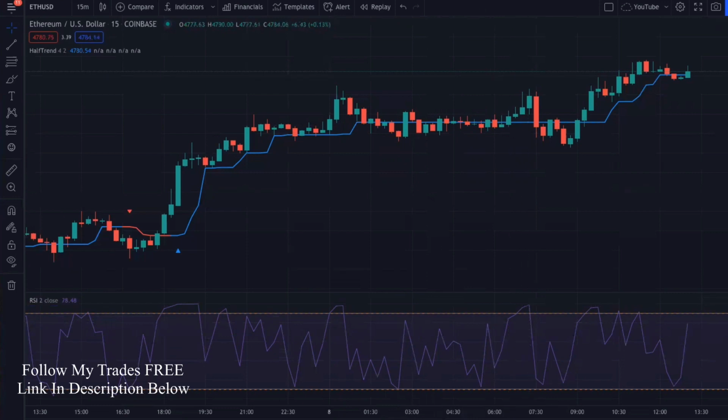So yeah, this is one of the best crypto trading indicators that I've found that's super effective. I think with the backtesting and everything that I did, it was about 85% accurate, which is amazing. So yeah, check it out, see what you guys think, and drop me a comment below.